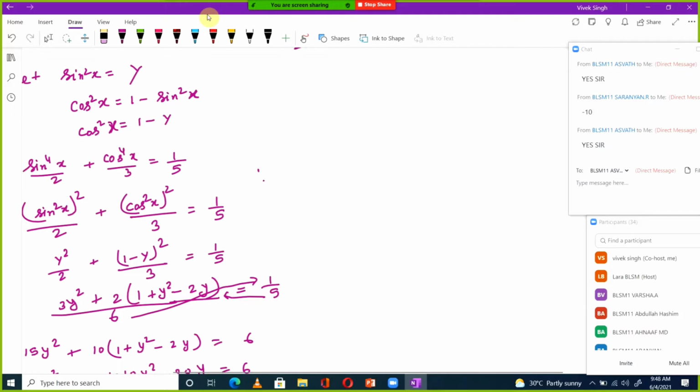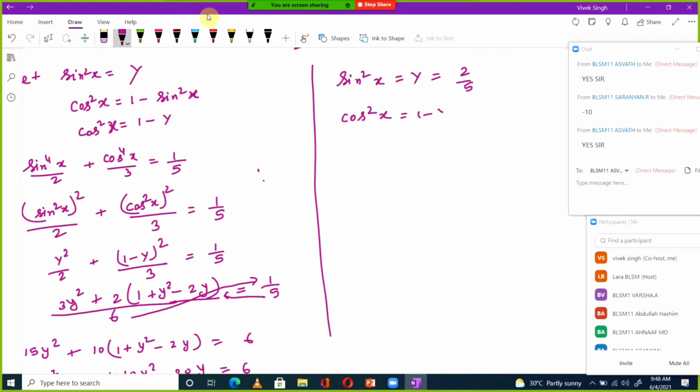So what you will get? Sin square x will be y, and y will be 2 by 5. Now what will be your cos square x? So cos square x will be 1 minus y. It means 1 minus 2 by 5. 1 minus 2 by 5 will be what? 3 by 5. If you take LCM, cos square x we can write as 3 by 5.